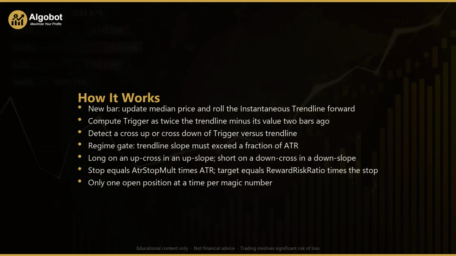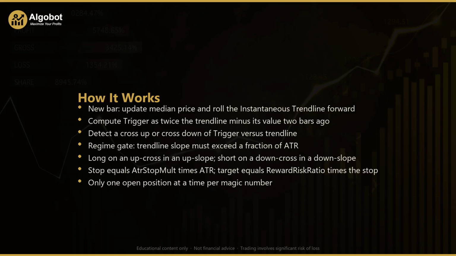Once the trend line has enough history to be stable, the strategy calculates two things on every closed bar. First, the current value of the trend line and its value 1 bar ago. Second, the trigger line, which is simply twice the trend line minus its value 2 bars back, again for the current bar and the previous one. From these it checks for a crossover.